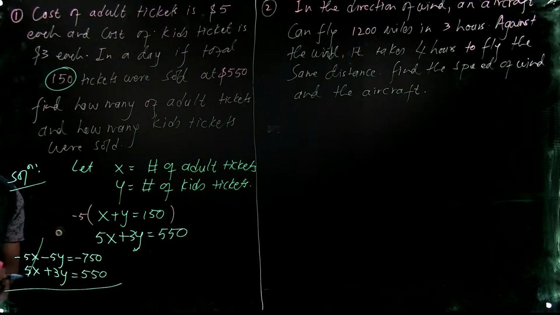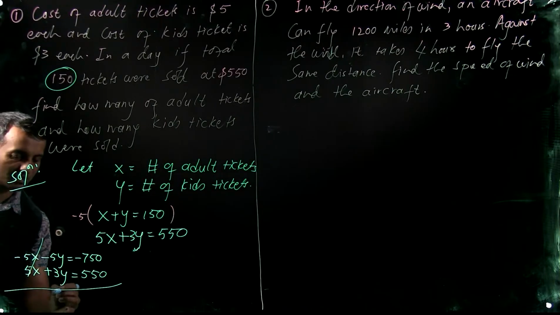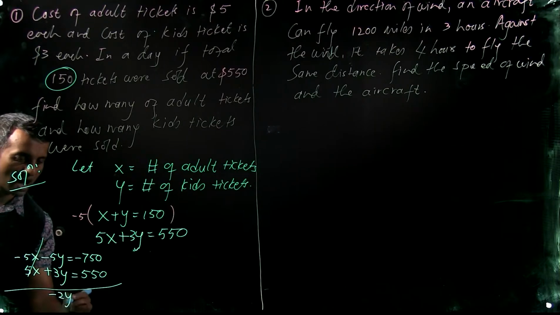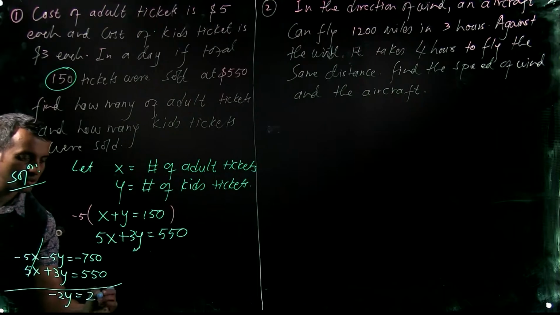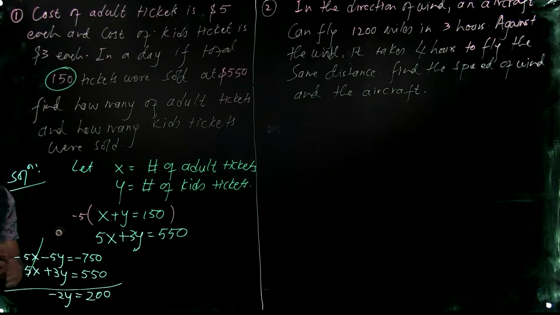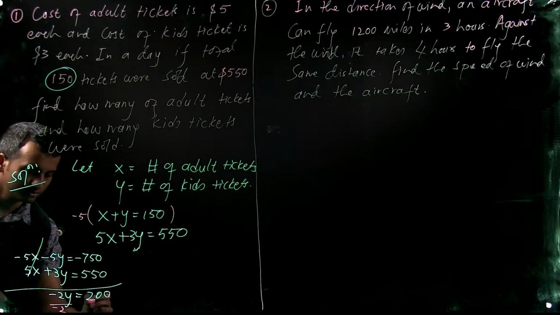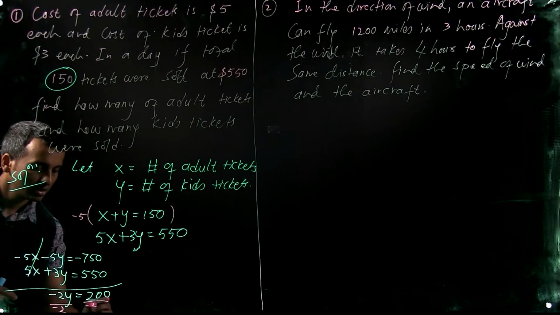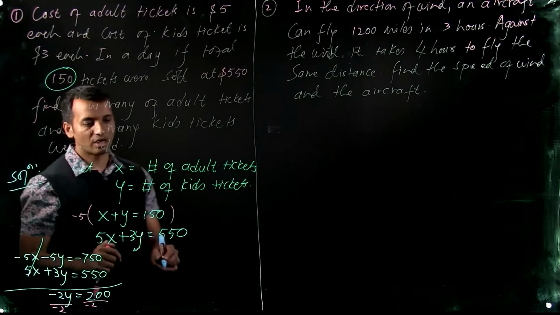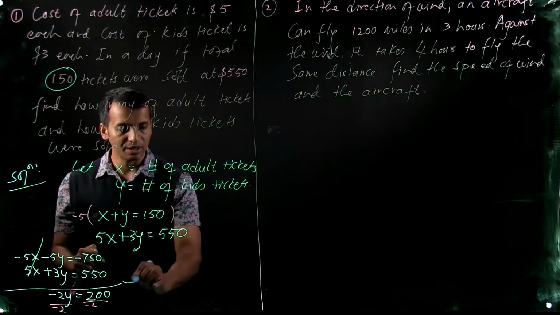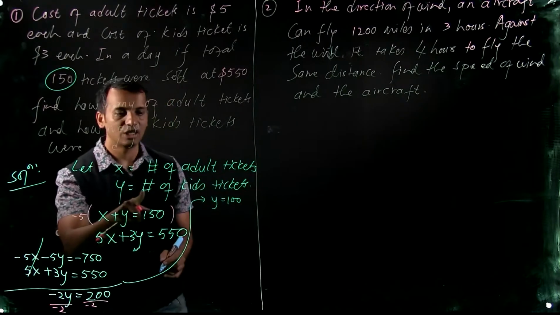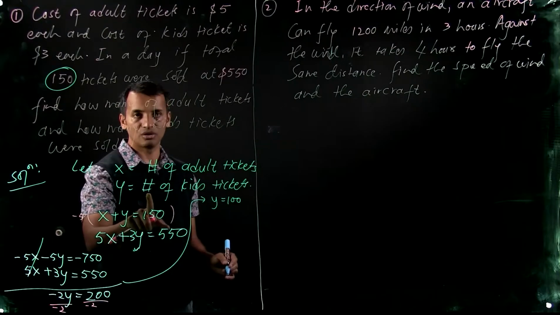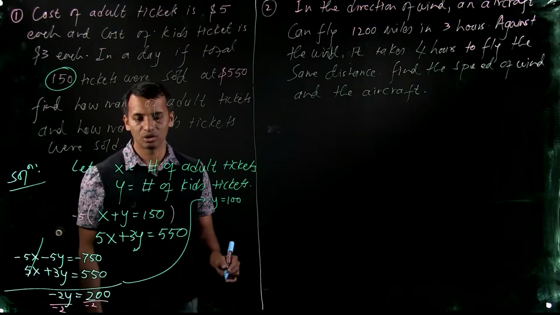So you cancel the negative 5x and positive 5x. What do you get there? Negative 5y plus 3y is negative 2y equals negative 750 plus 550, which is negative 200, right? So what do you do next? You divide by negative 2. So you get y equals 100, meaning that the number of kids tickets is 100. Okay, 100 kids tickets were sold.